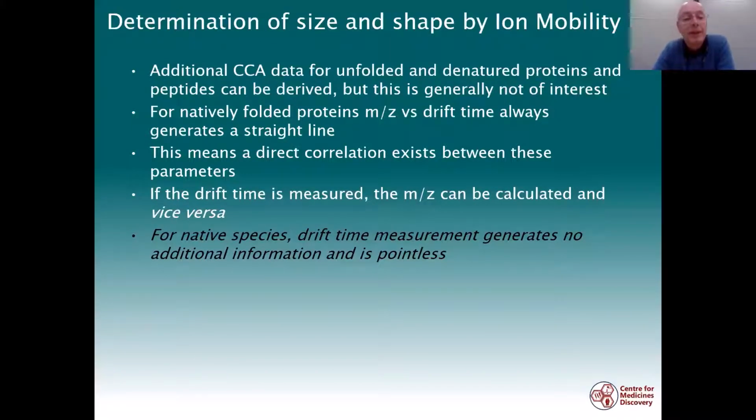So what that means is if the drift time is measured for a native protein, you can calculate the mass to charge and vice versa. What this actually means is for native species, the drift time measurement doesn't actually generate any additional information, and it's pointless. If you work in ion mobility, I apologize for that. If your company makes ion mobility mass spectrometers, I apologize for that as well, but that is what you see.